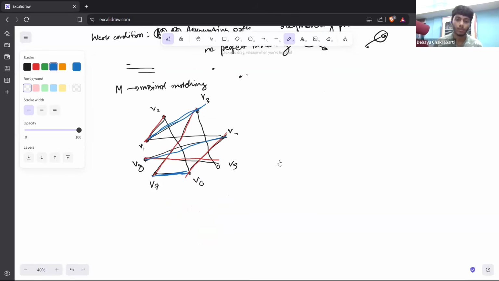Now if we remove the other edges, they're not very important right now. The black edges are not that important. So let's analyze the structure of the graph when you remove them.